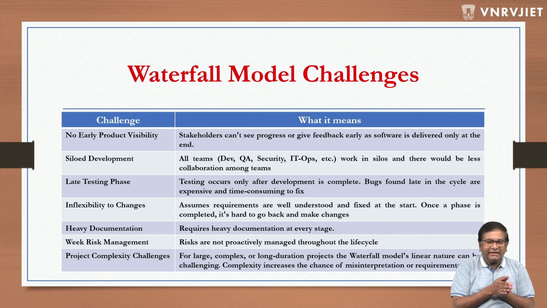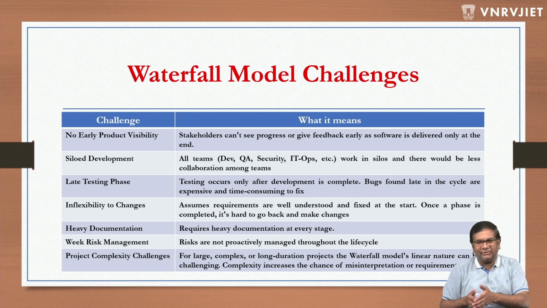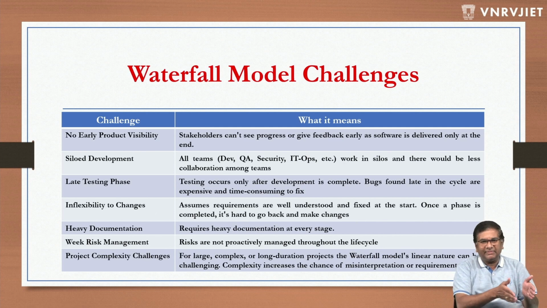The second one is weak risk management. The waterfall model doesn't talk about one person replacing another. It assumes that a developer will do his own job. He doesn't know anything about testing or security or IT. As I said, everybody works in silos. So if somebody leaves, knowledge transfer happens only through documentation. And if the documentation is not clear or not good enough, then it's a problem. So it doesn't really talk about risk management.